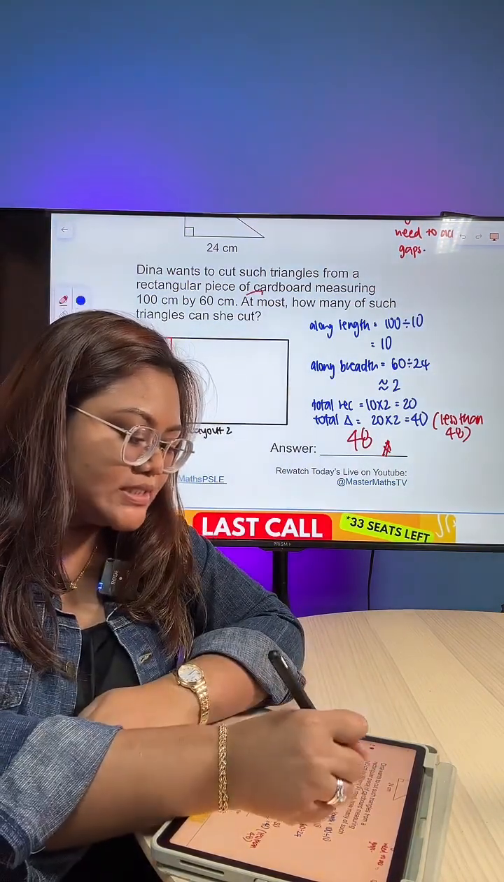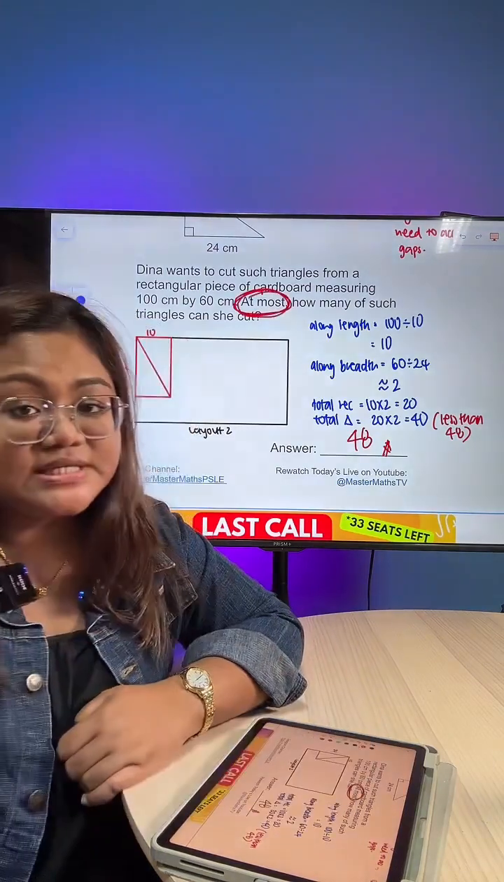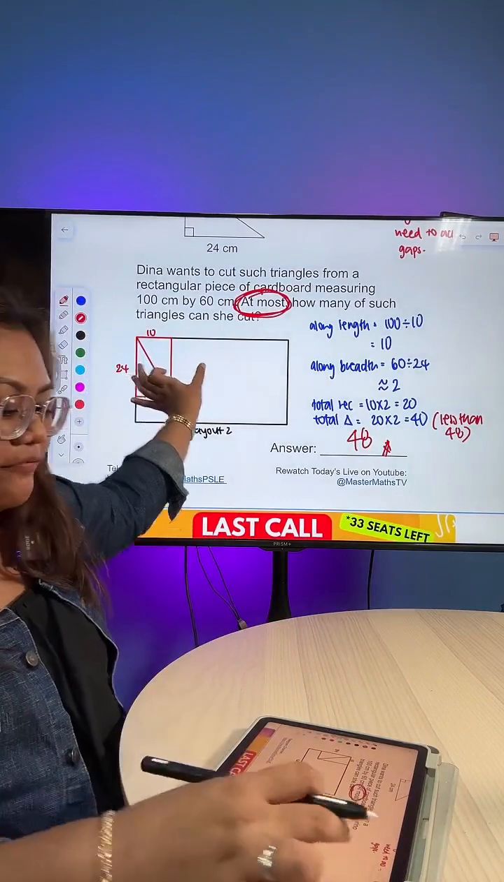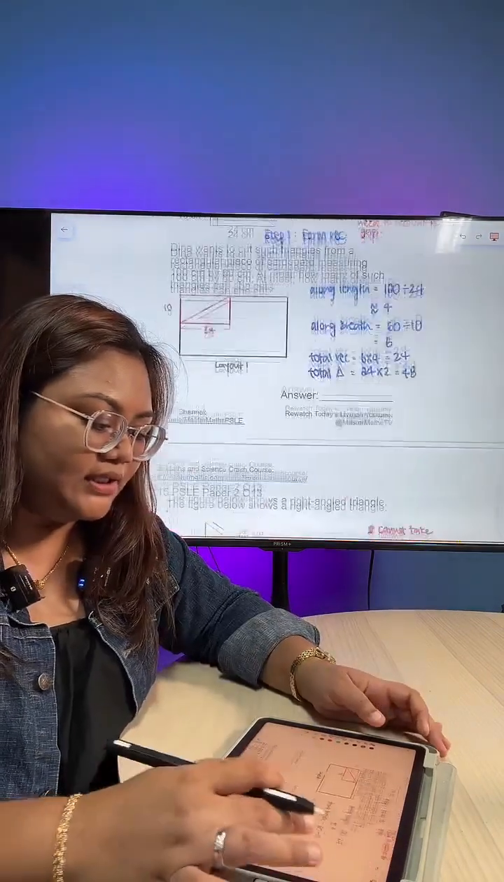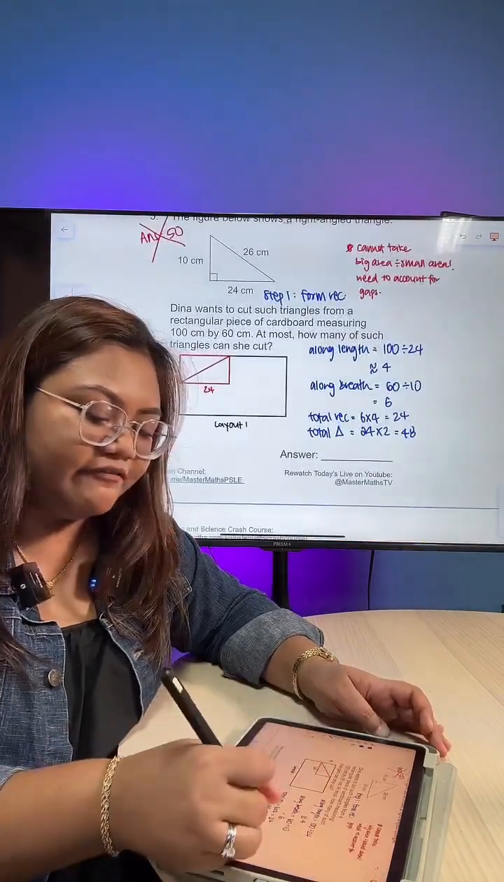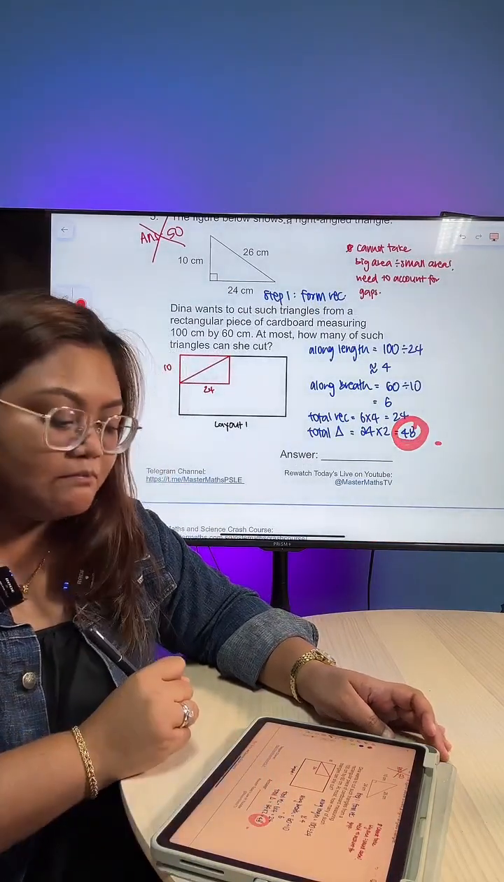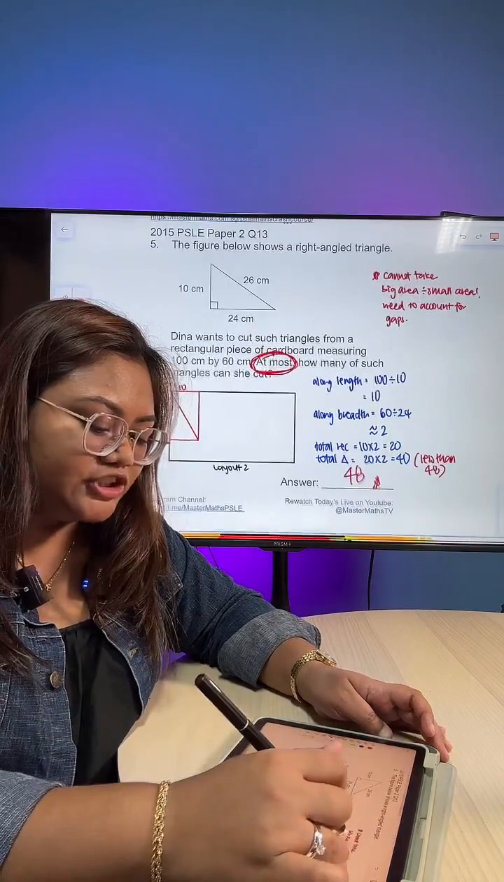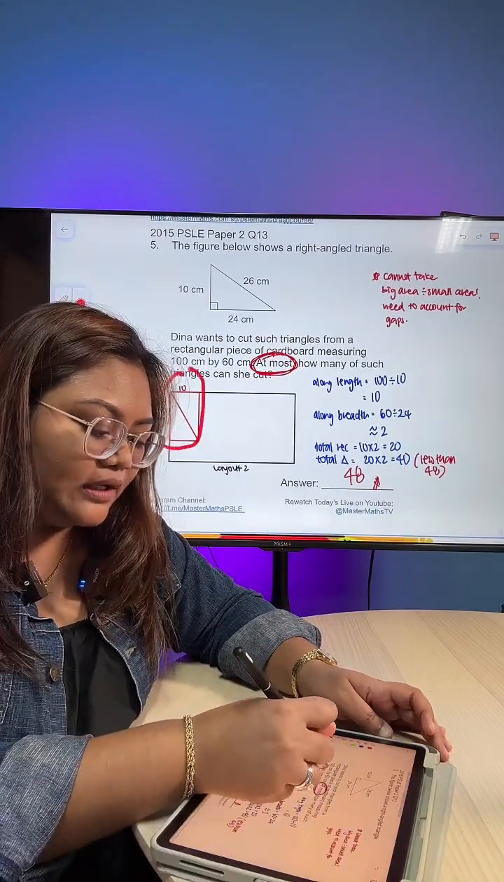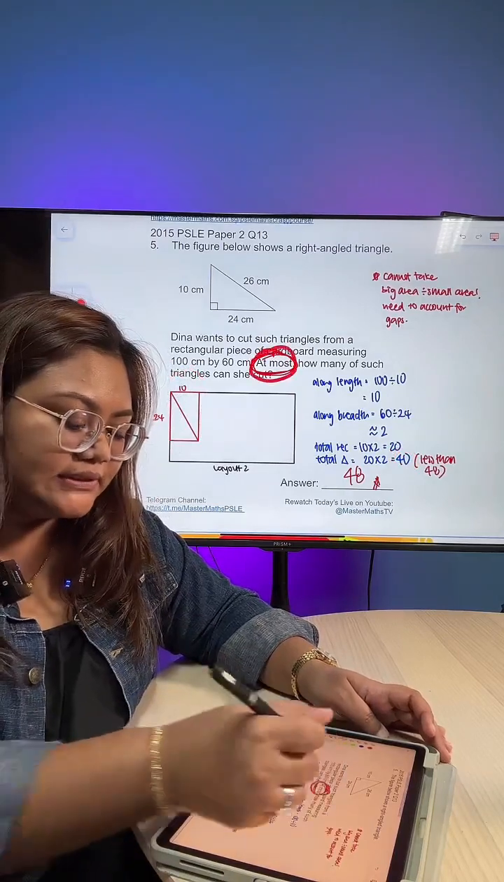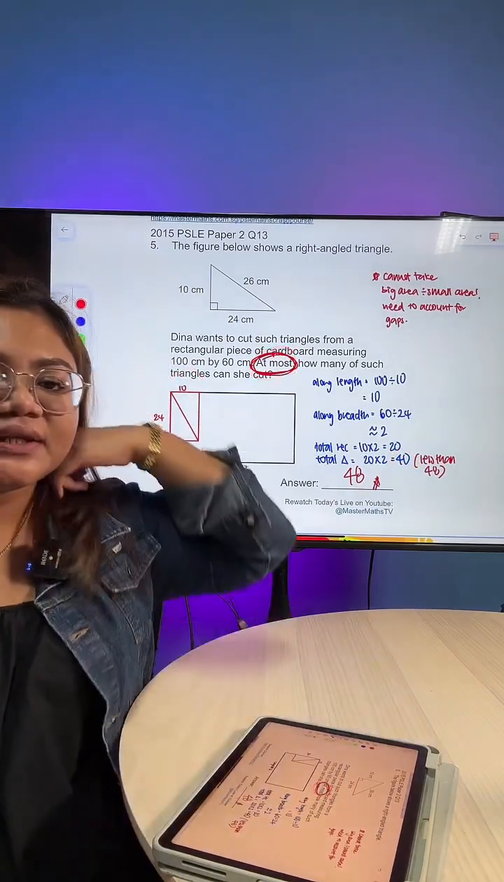Alright, because I want at most, I need to consider 2 layouts. Either I put it this way or I turn it around this way. If I turn it around, what we have done earlier, I realize I can fit in more triangles. If I just put it in this layout, I can have only 40 triangles. I want at most, so my answer is 48. Got it?